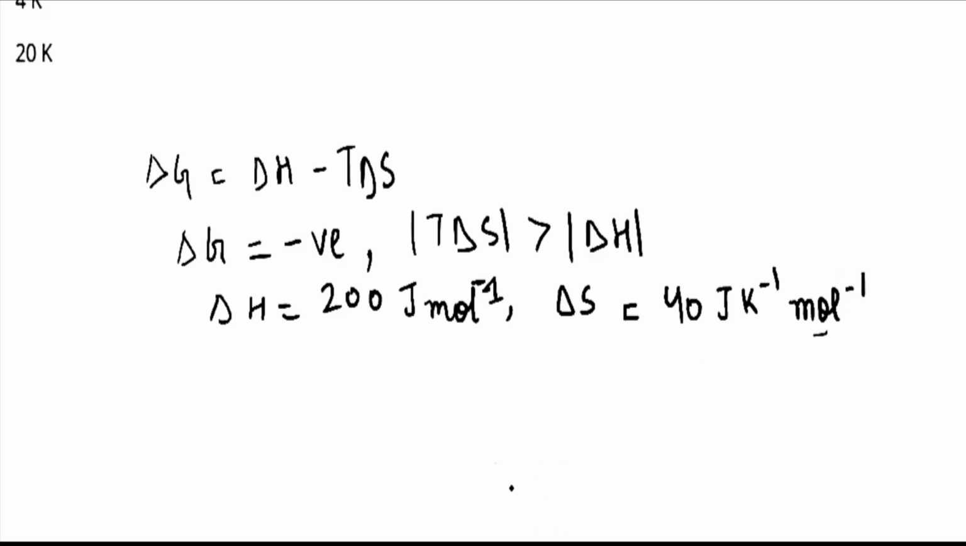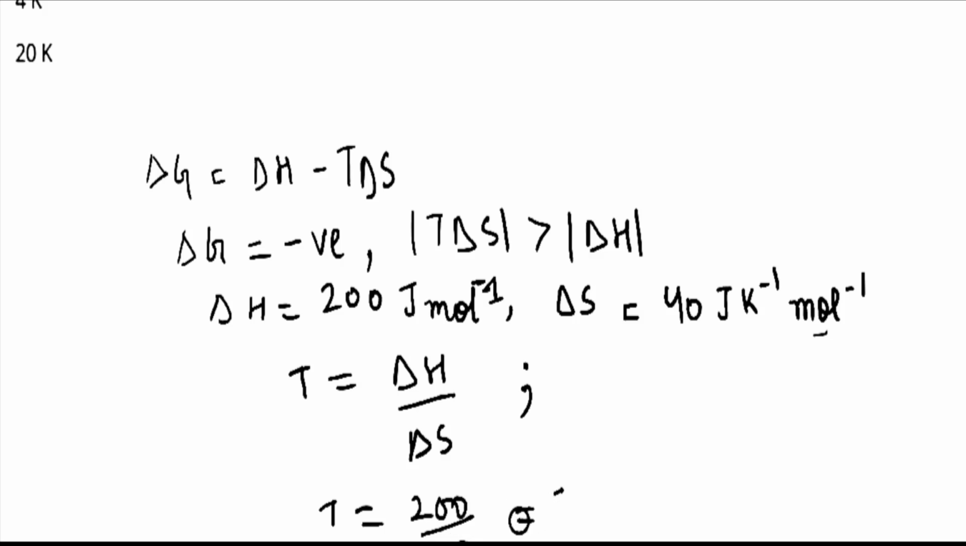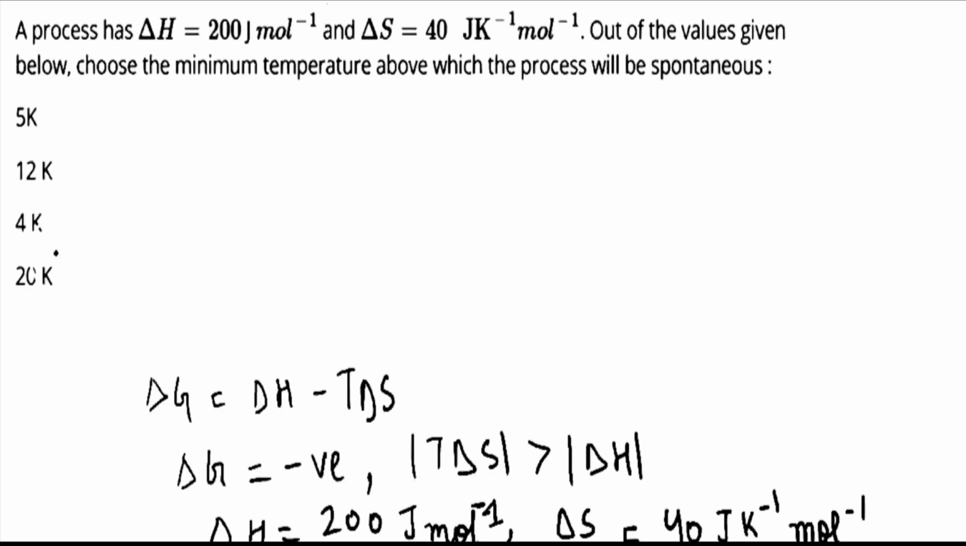Now substitute this value in this equation. T equal to delta H upon delta S. So T equal to 200 upon 40. On solving this, it is equal to 5 Kelvin. So the minimum temperature above which the process will be spontaneous is 5 Kelvin. So option 1 is the correct answer of this question.